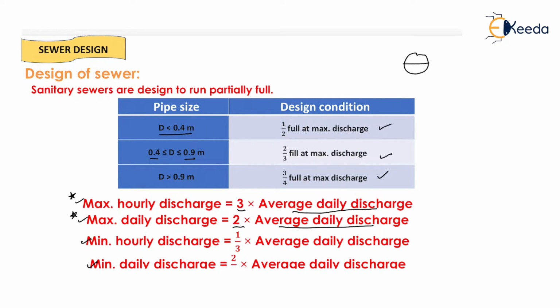Now we had designed the maximum condition, now we need to find the minimum conditions also. So the minimum hourly discharge will be equal to 1/3 of average daily discharge, and minimum daily discharge will be equal to 2/3 of average daily discharge. This is the condition which we need to maintain in our sewer for the efficient working of the sewer. Now that is the design of sewer.